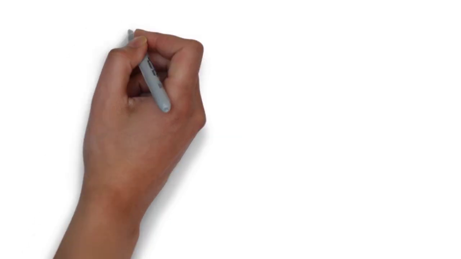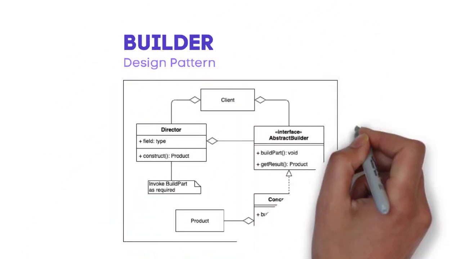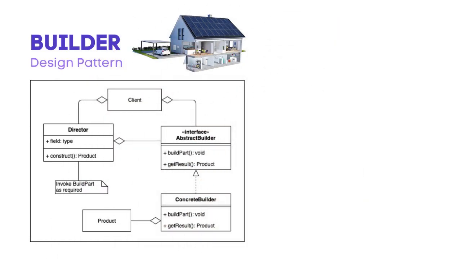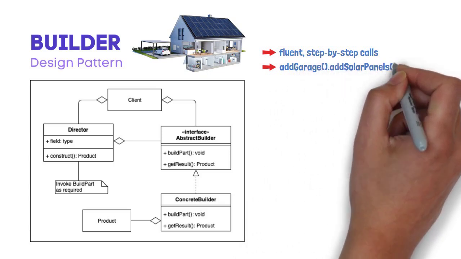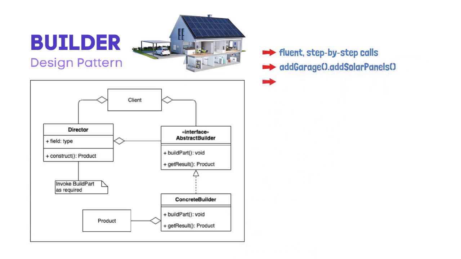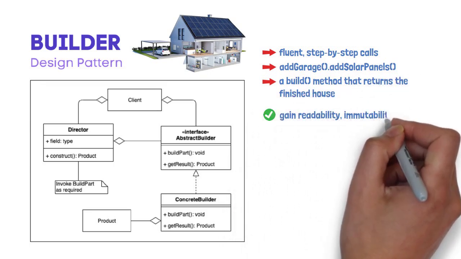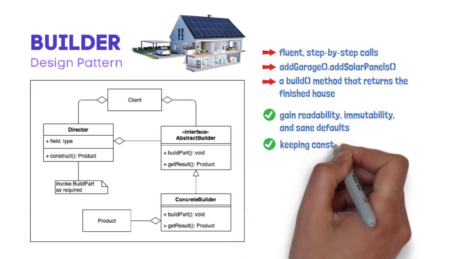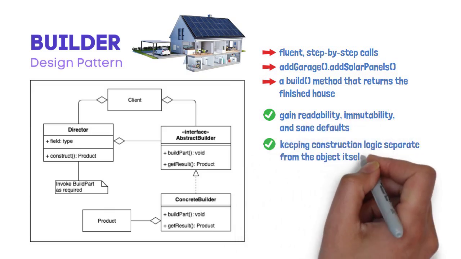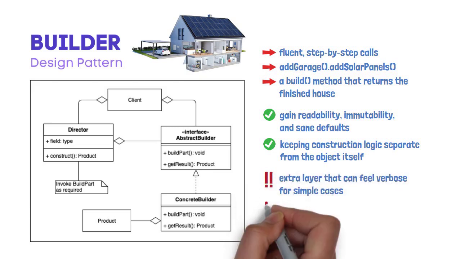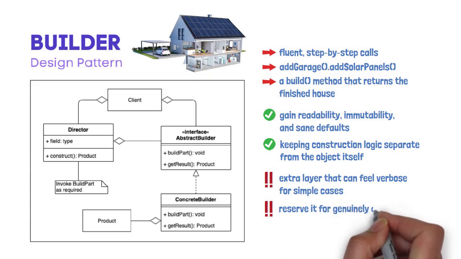Some objects need a shopping list of options. Enter Builder. Picture constructing a house where the client picks bedrooms, garage, solar panels, and smart locks. A builder offers fluent step-by-step calls. Add garage, add solar panels, and finally, a build method that returns the finished house. You gain readability, immutability, and sane defaults while keeping construction logic separate from the object itself. The price is an extra layer that can feel verbose for simple cases, so reserve it for genuinely complex creations.